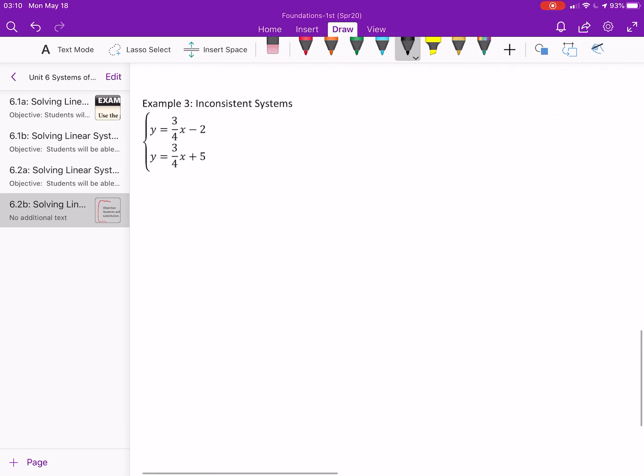Let's look at example 3, inconsistent systems. Remember that inconsistent systems are parallel systems. And so we're going to have two lines that are parallel and they're never going to touch, right? And so let's see what happens in this problem to show us that it's going to be parallel. Well, in this one, I've got them both set equal to y, so I can take all of this and substitute for that y there.